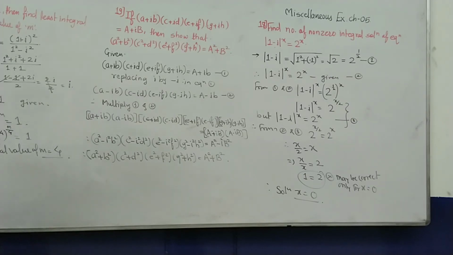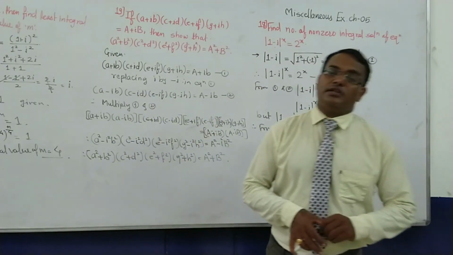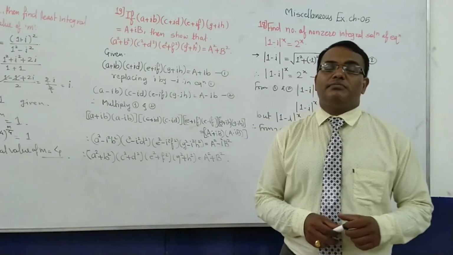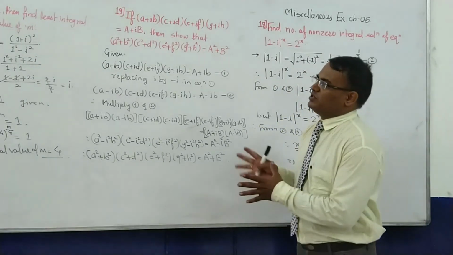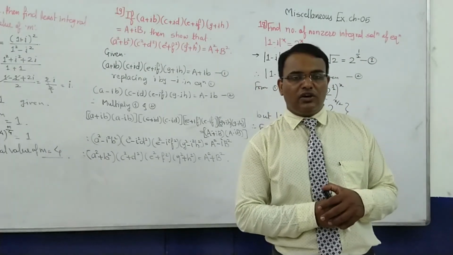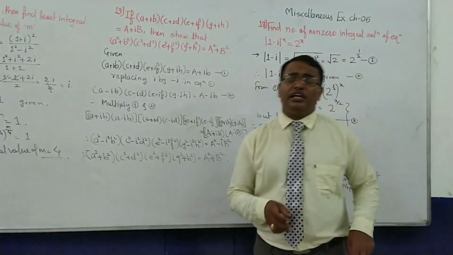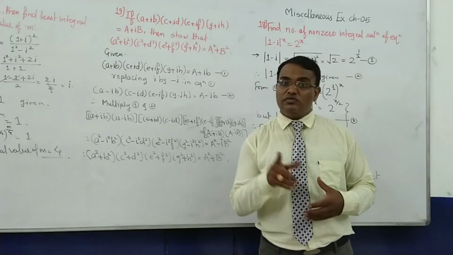So here we have finished the miscellaneous exercise of chapter number 5. Chapter number 5, that is what? Complex numbers and quadratic equations. It was quite lengthy because each sum is what, with i and complex numbers. This is the first time you are learning complex numbers. But definitely this sum will give you a lot of happiness once you solve it.